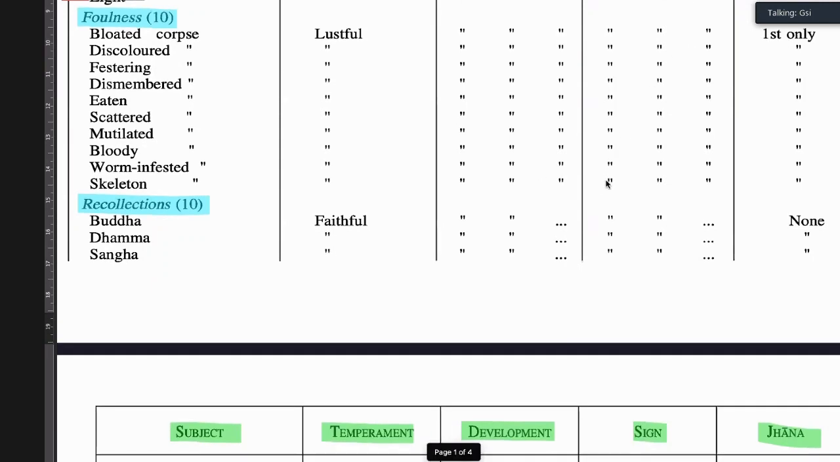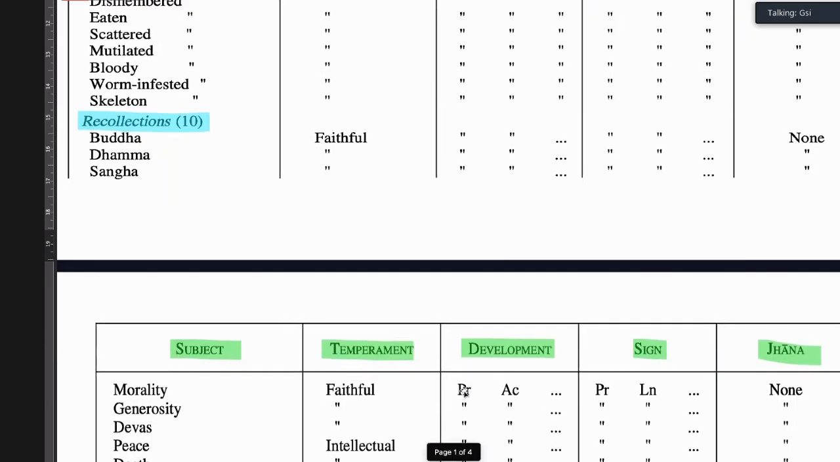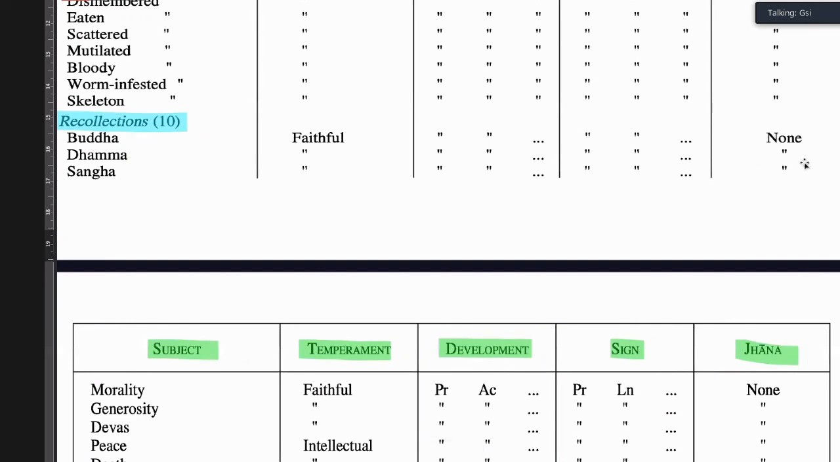Now you see this recollection, when you have Buddha, Dhamma, and here morality, generosity, devas, they can only have preliminary access concentration, but you see the triple dot here, they don't have. You cannot have any form of jhana, and the jhana here, you could put it as none. Because if you don't have fixed concentration, of course you have no jhana. Also you don't have a counterpart sign.